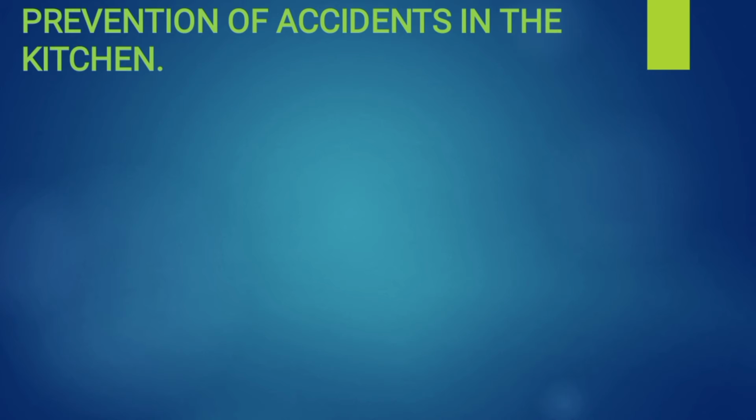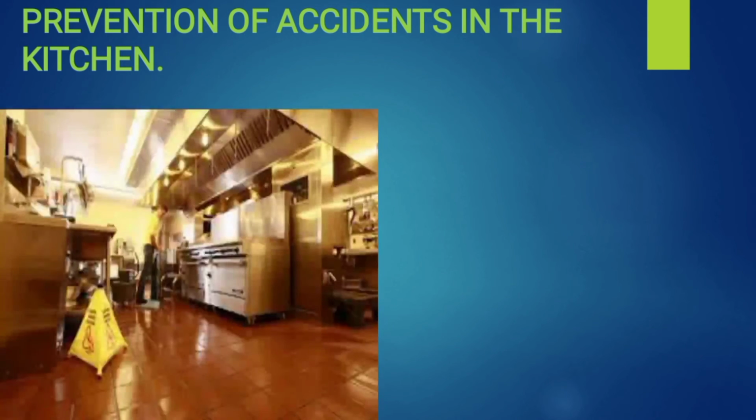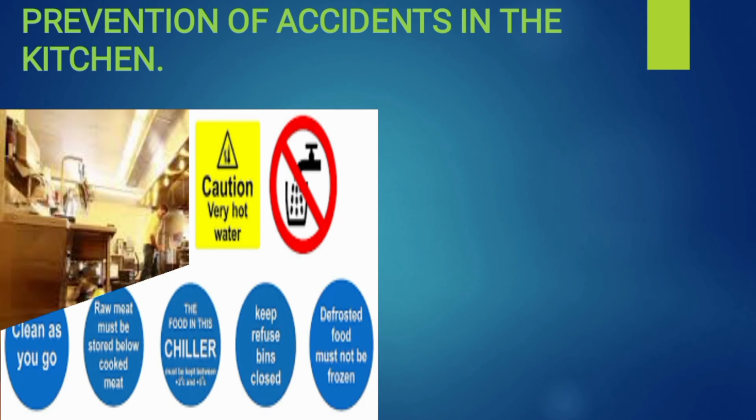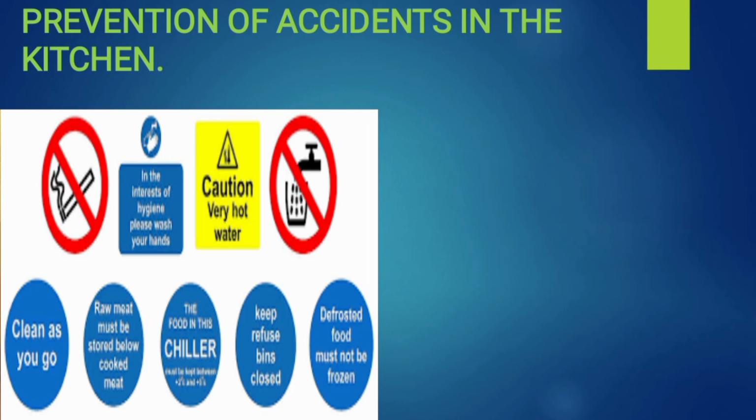Prevention of accidents in the kitchen. Accidents in the kitchen can be prevented if adequate care of the following is taken. Now, the kitchen floor. If adequate care of the kitchen floor is looked into, accidents like falling, for example, can be prevented. The use of safety signs in the kitchen can also prevent accidents.